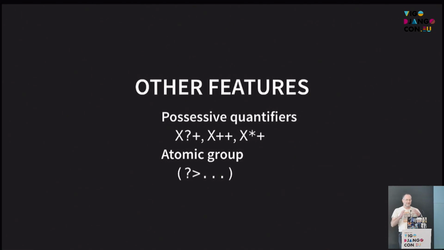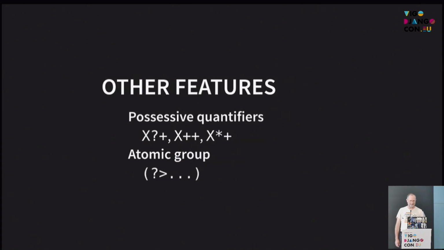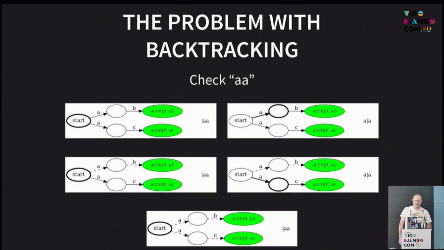There are other features like possessive classifiers and atomic groups, which may be needed with backtracking, are easy to implement with backtracking, but don't even make sense without backtracking. And by the way, these features in Python were only added in 3.11, but in other languages they've existed for a long time. So everybody uses backtracking. What's the problem?